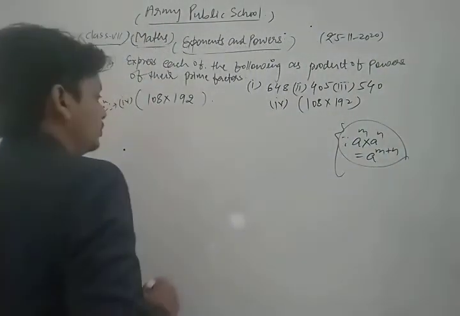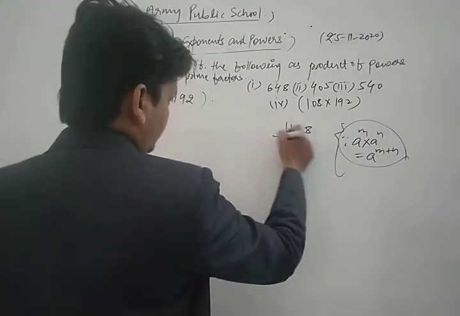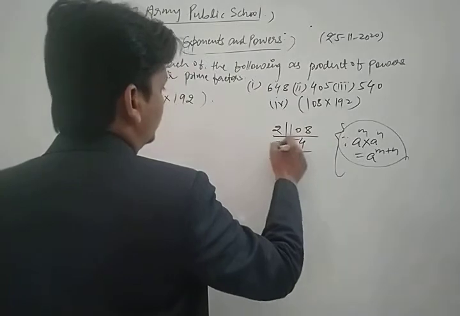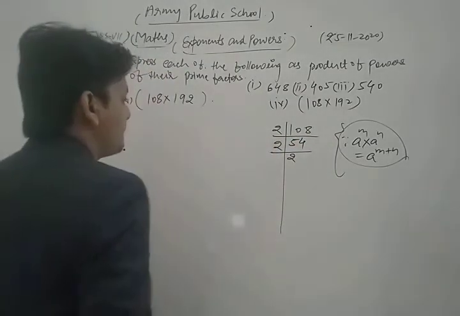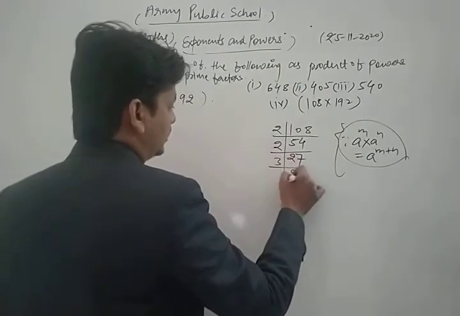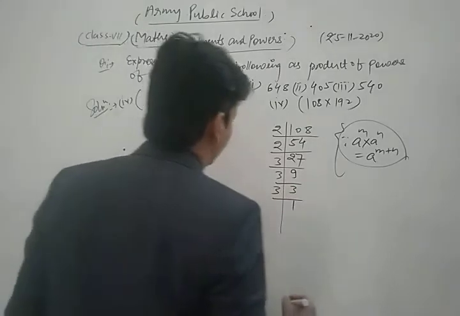So first of all, we do the prime factorization of 108. Let's see. From 2, 2 5s are 10, 2 4s are 8. Okay, again by 2, 2 2s are 4. 2 7s are 14. Okay. Now by 3, 3 9s. 3 3s are 9, 3 1s are 3.